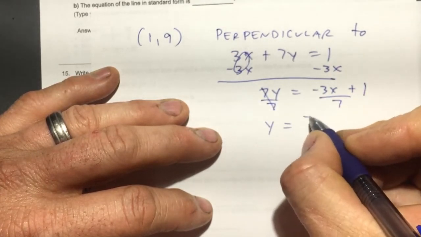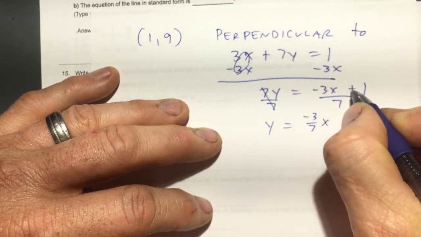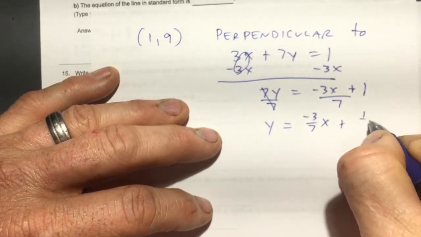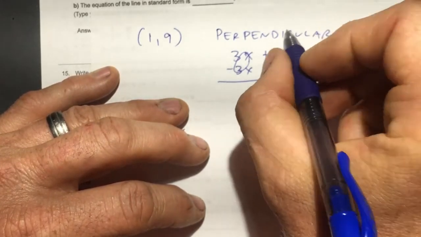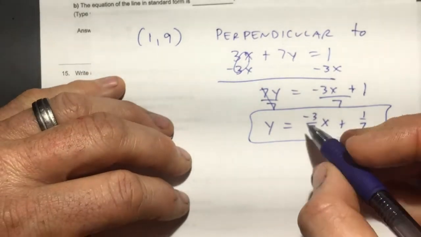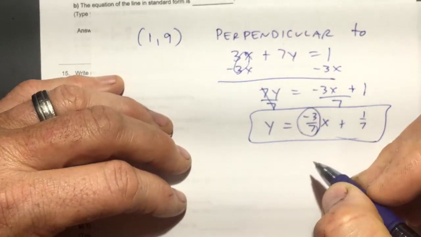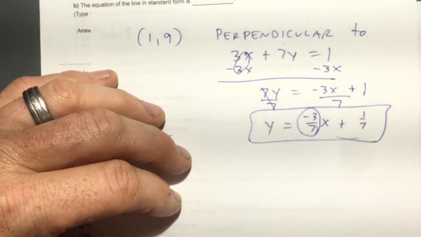So I split this up. So it's going to be negative 3 over 7x plus 1 over 7. And this is my equation of that line right there in slope-intercept form, which there's my slope. That's really all I needed was negative 3 over 7.